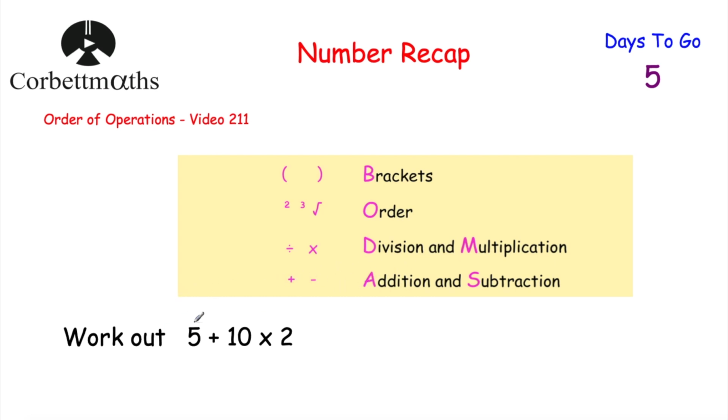So here we've got work out 5 plus 10 multiplied by 2. So if I was to do this question, I'd have to do the multiplication first. 10 times 2 is 20. And we still have our 5 plus in front of that, and 5 plus 20 is equal to 25, and that's it. So we have to do this multiplication before we do the addition.